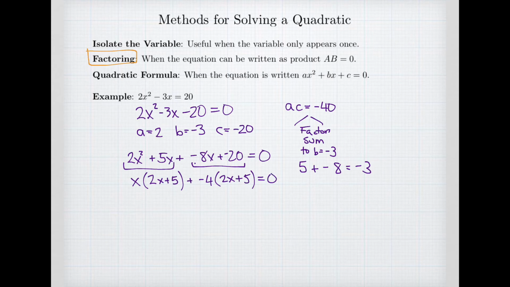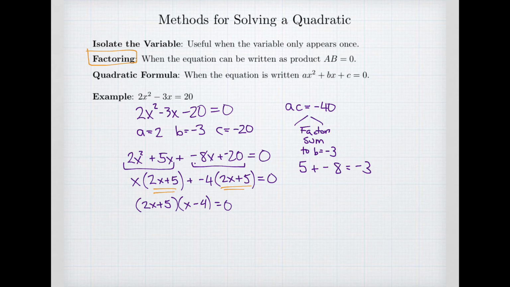Now, because of how we constructed our factors of negative 40, if it factors this way, my second factor will always be a common factor, so that I can now factor that out. 2x plus 5 times x minus 4 equals 0. And I'm now in the form of a times b equals 0.